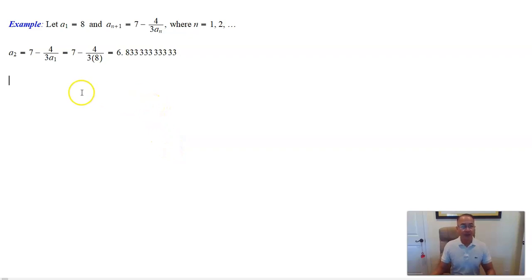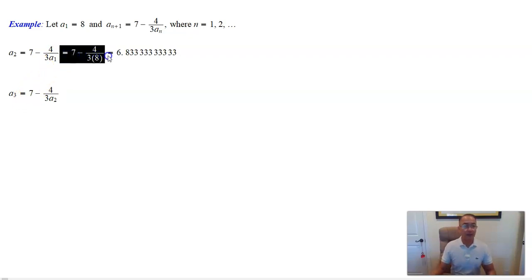Okay, so next we want a sub 3. If we want the subscript to be 3, then this time n has to be 2, which means we want 7 minus 4 over 3 times a2, but we computed a2 in the last step. So this is why finding the terms of a recursive sequence is not quite as easy as we saw in the last video, because you literally have to work your way upwards. If you want a3, you've got to have a2. All right, so change that to 3, and this now becomes 3 times a sub 2.